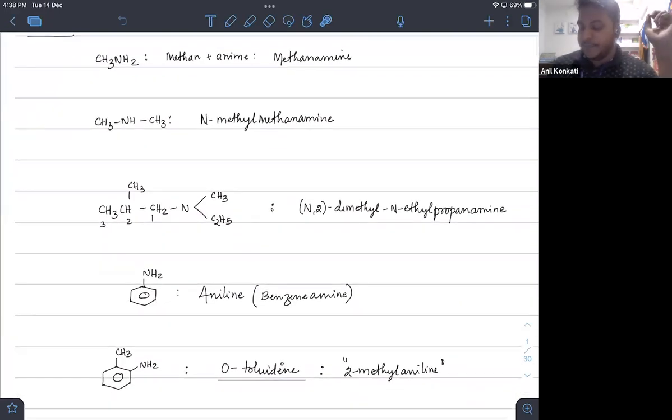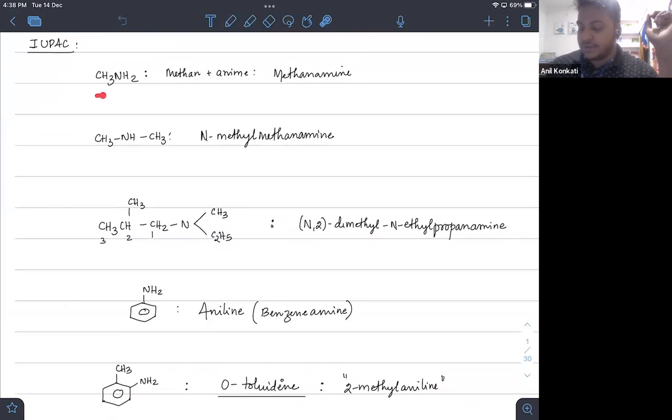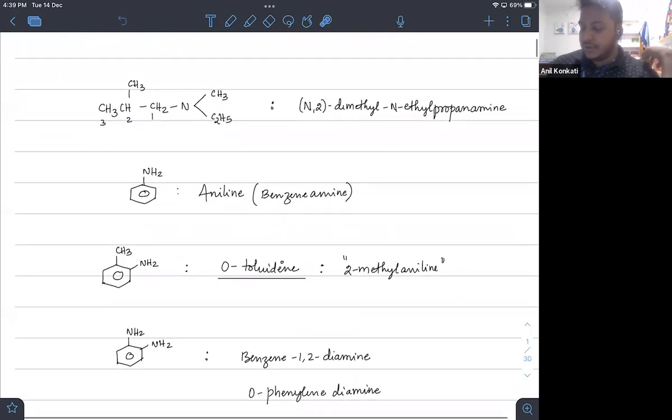If you see IUPAC-wise, I'm sure you must have recalled that first we will count the carbons and then we will give the suffix as amine. So that will be methanamine. If we have 2 of them, then one of these chains would be taken as the main chain and the other part will be taken as the substituent. So N-methyl methanamine.